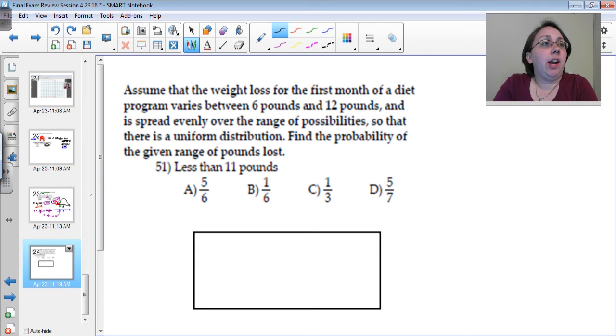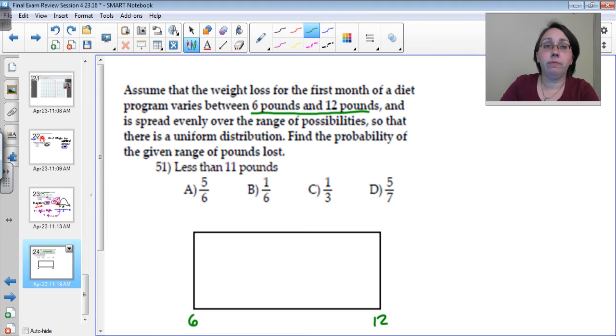Now, luckily I reminded you already. Did you write it down? You've got to find the dimensions of this rectangle. Where do we start? 6 on this side, 12 on that side. 6 and 12 are the limits on the bottom, the range of values that we're interested in our distribution.